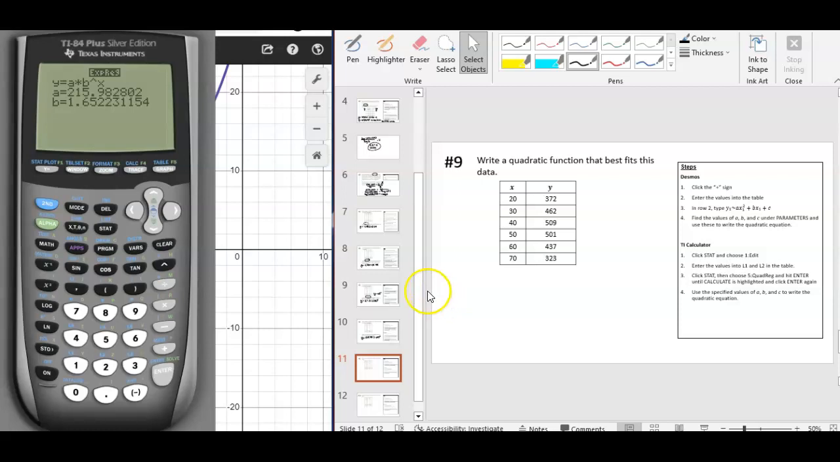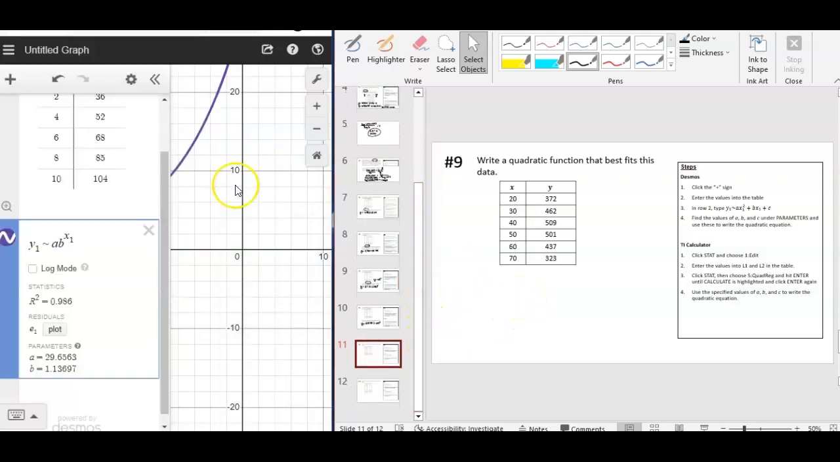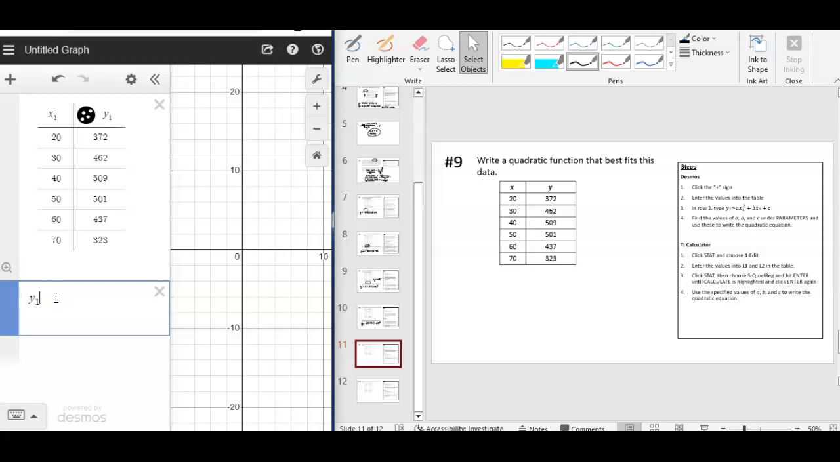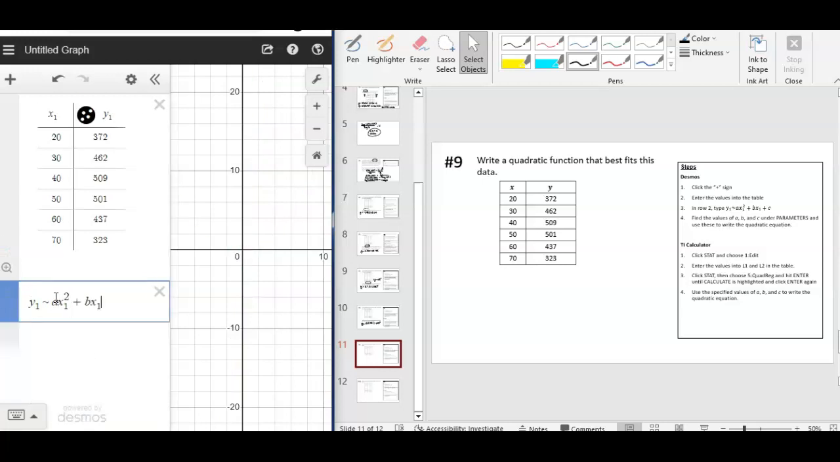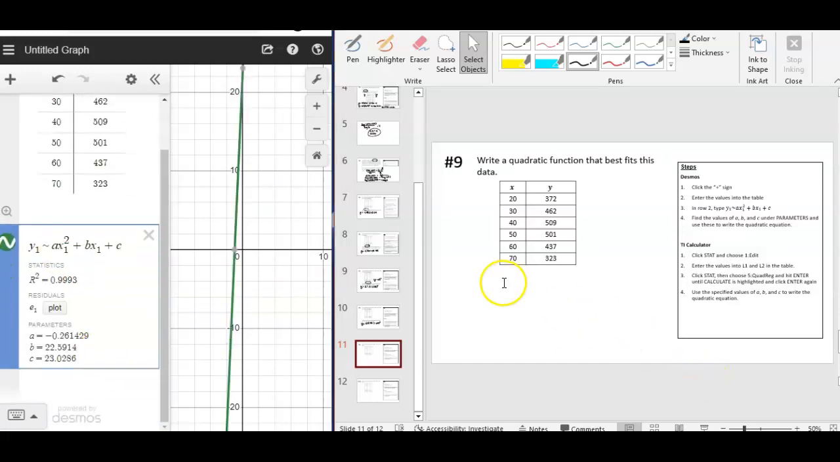Now in this problem, it gives us a table and asks us to write a quadratic function that best fits this data. So I'm just going to do this one on Desmos. We can click plus and then do the table. I'm going to go ahead and enter the values into the table. Okay, now that we have everything in the table, we're going to do y1 is approximately ax1 squared plus bx1 plus c. Now if we scroll down to parameters, it gives us the values of a, b, and c that we need to write our equation.